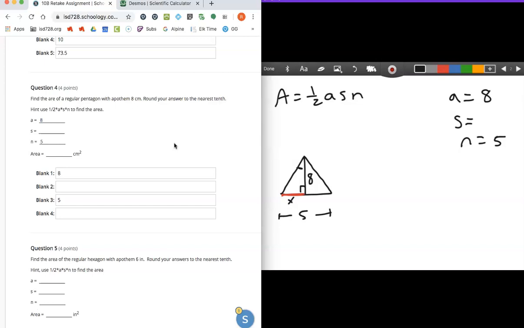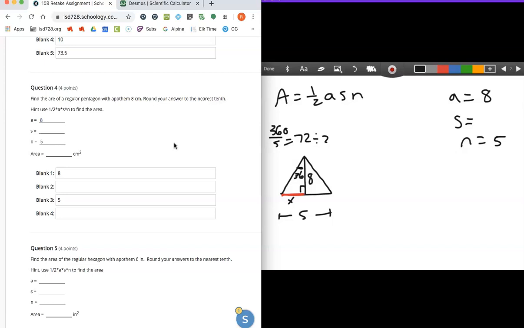I need to get this angle, similar to the way we did that last time. We do 360 divided by how many sides there are, and we get 72. The thing is, just like the 8, the apothem is cutting the bottom side in half, it's also cutting this 72 in half. So I need to divide that by 2 and put a 36 up there for my angle.